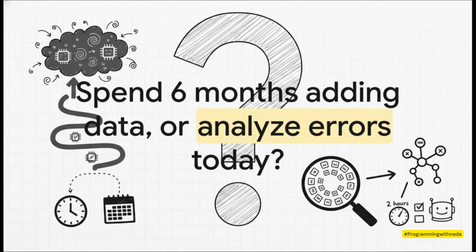Which leaves us with a final provocative question for you to take back to your own desk right now. The next time your model inevitably fails in production, are you going to let your team spend the next 6 months blindly scraping more data and burning compute power, just hoping it magically improves? Or are you going to take just 2 hours today, isolate 100 errors, and figure out exactly what your system actually needs? The choice is entirely yours.